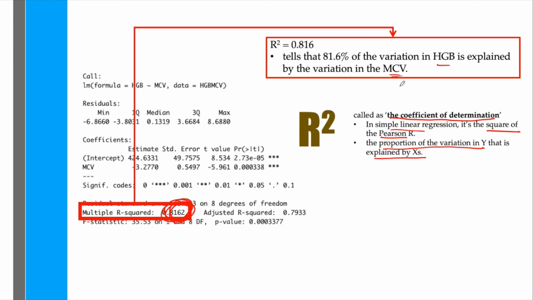Now, what happened with 18.4% to complete the 100%? Now, 18.4% is due to errors. So again, this tells us that 81.6% of the hemoglobin is contributed by the MCV, and the remaining 18.4% is due to errors. Note that r squared is not a measure of accuracy, but rather it's a measure of how much y is explained by x.